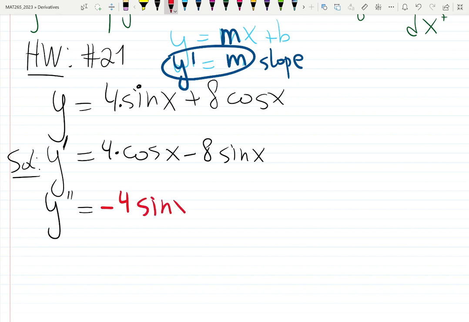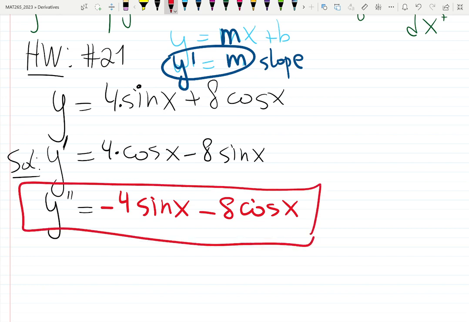Minus 4 sine x. Agree? Do you have questions why? Minus 4 sine. Minus 8 sine. Wait, derivative of... minus 8 cosine. But derivative of sine is plus cosine. So why minus? Because there was already minus in front. Does it make sense? So just be careful with that. That's the answer. If they ask you second derivative, this is the second derivative.